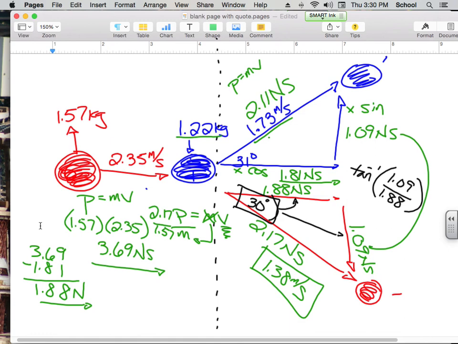Mr. Paulson, the going left and right are always going to add up to the same thing? Yes, they're always going to cancel each other out, because we didn't have anything to begin with, so they have to cancel.